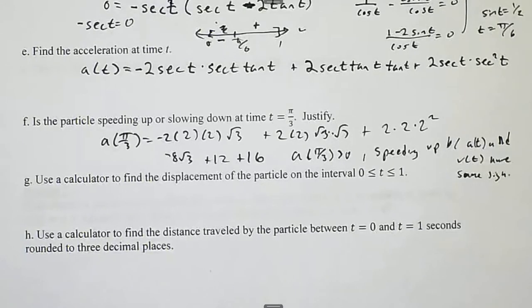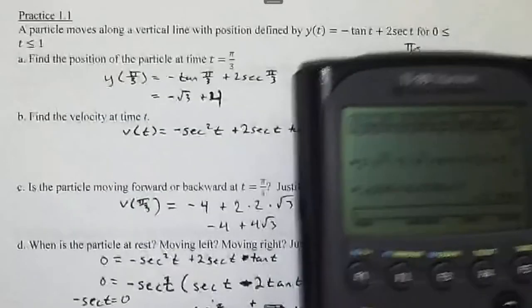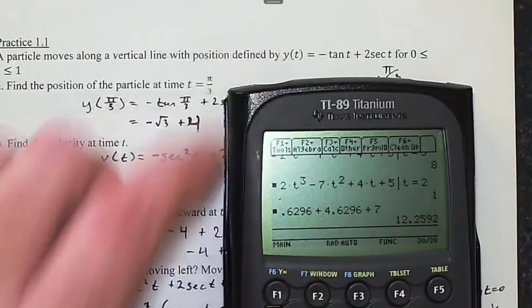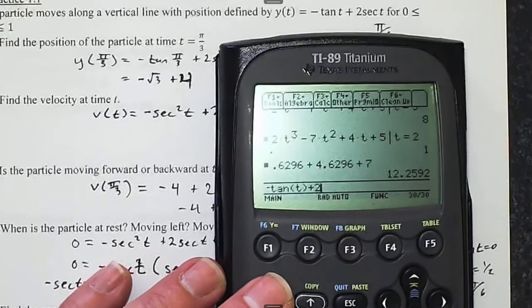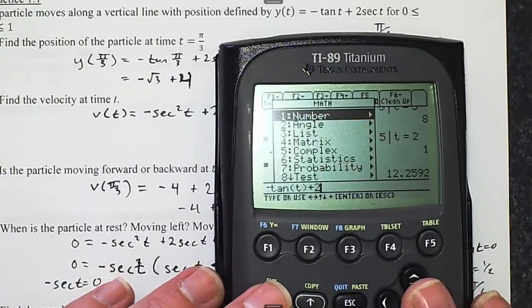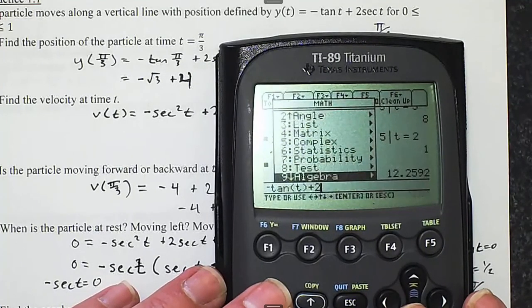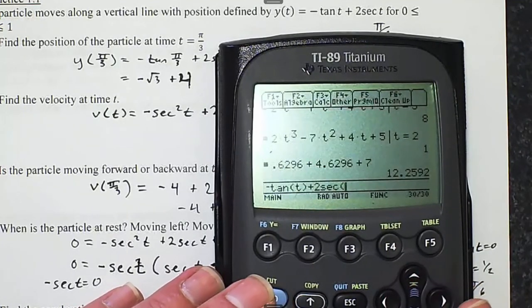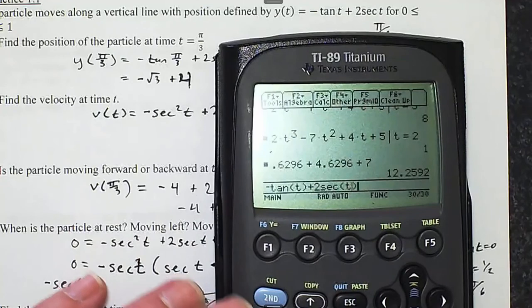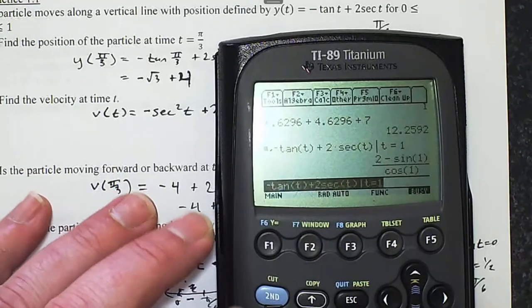All right, next we're going to use a calculator to find the displacement of the particle from 0 to 1. So this will round to 3 decimals. So I'll go ahead and type in my equation for displacement, which is the position function. So negative tangent t plus 2 secant. Now that's 1 over cosine, but you can also find it under second 5 to go to the math menu, and it's under angle. Oh, no, it's not. It's under trig. Yeah. Then there's secant t. Then I'll say such that t equals 1. Diamond enter to get the answer.